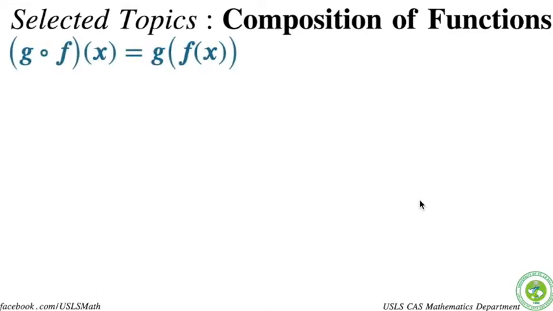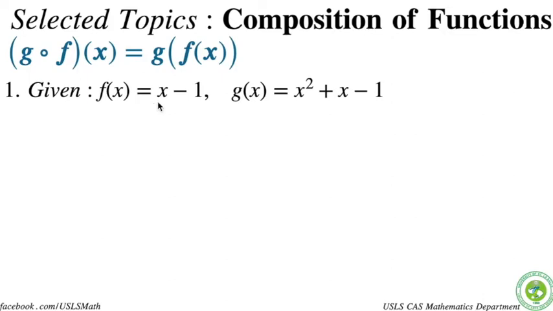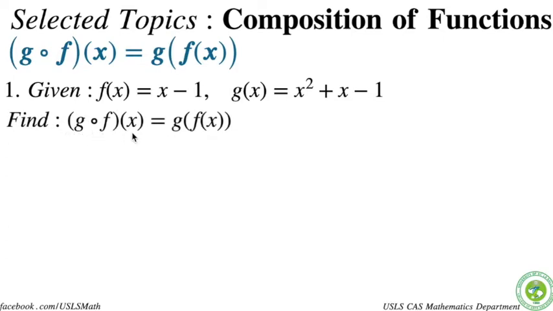For example, given number 1, f of x equals x minus 1. That's the value of our f of x. g of x equals x squared plus x minus 1. We will find g circle f of x equals g of f of x. This one will just serve as a formula. So what are we going to do? Again, get the value of f of x, and here it is, x minus 1. Plug in this f of x to every x in the g of x. How many x's do we have in g of x? 2. This one and this one. This one will become f of x. This one will become f of x.